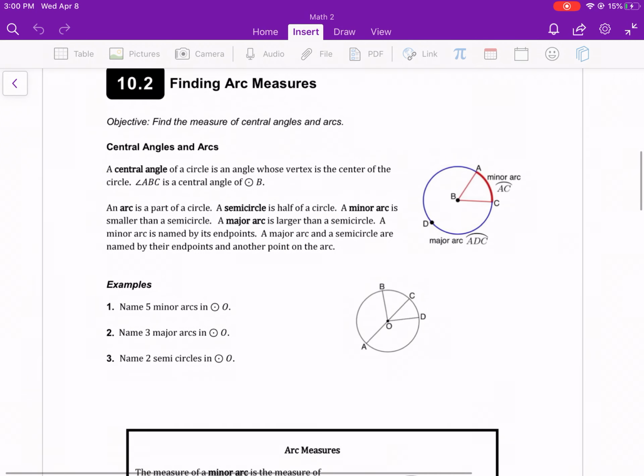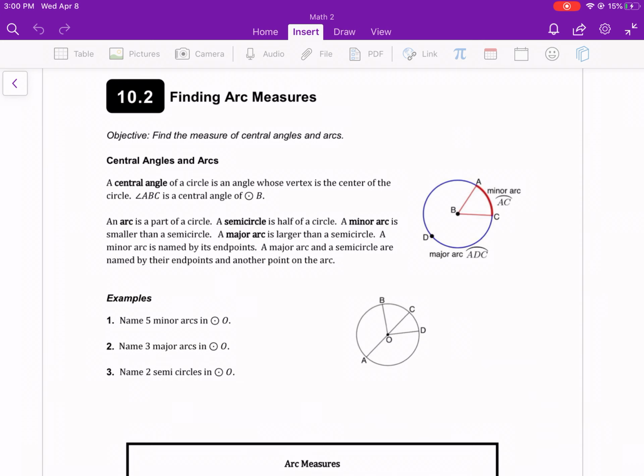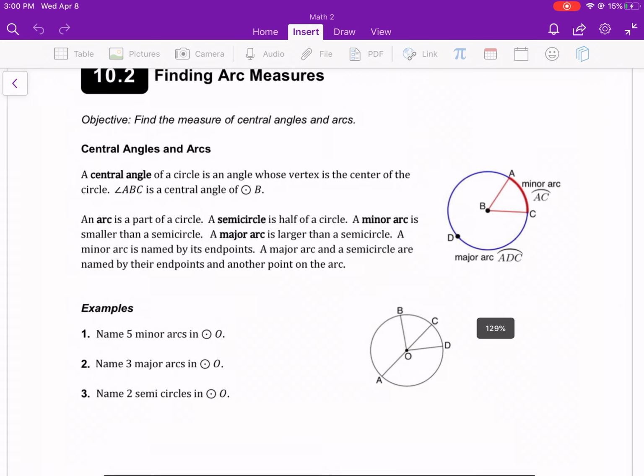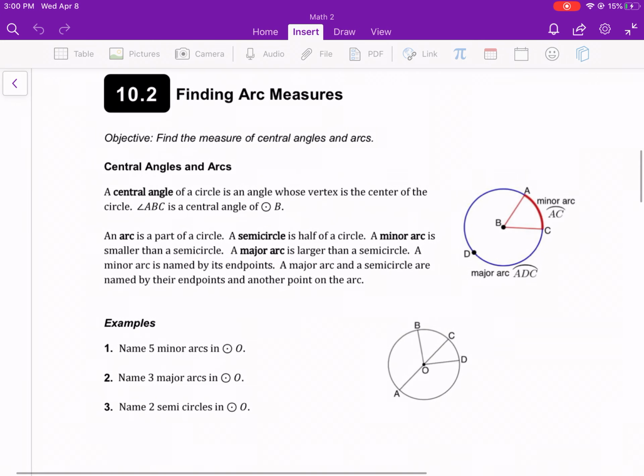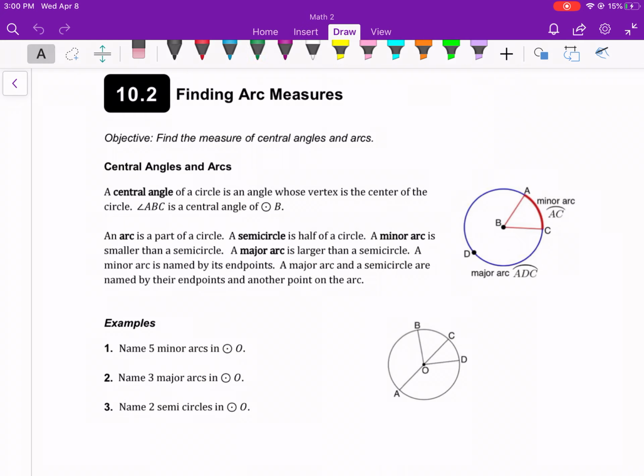We are doing 10.2 today, finding arc measures. In order to talk about finding arc measures, we need to understand what an arc is. First off, when we talk about a central angle, we're talking about any angle that's formed where the vertex is at the center of the circle. So right here is the vertex.